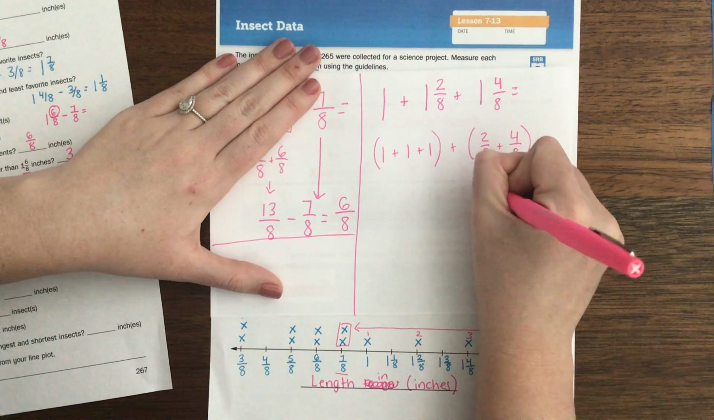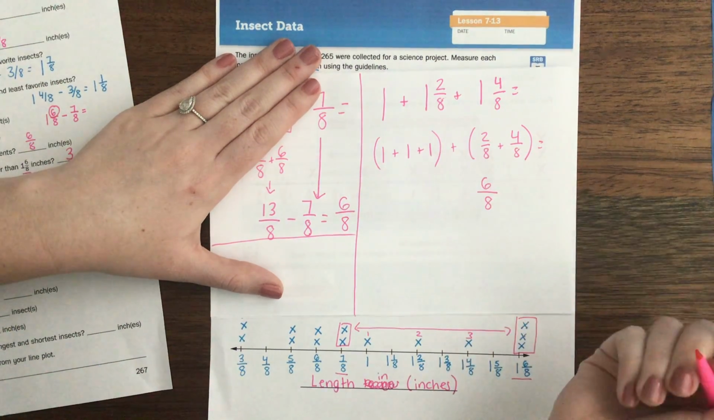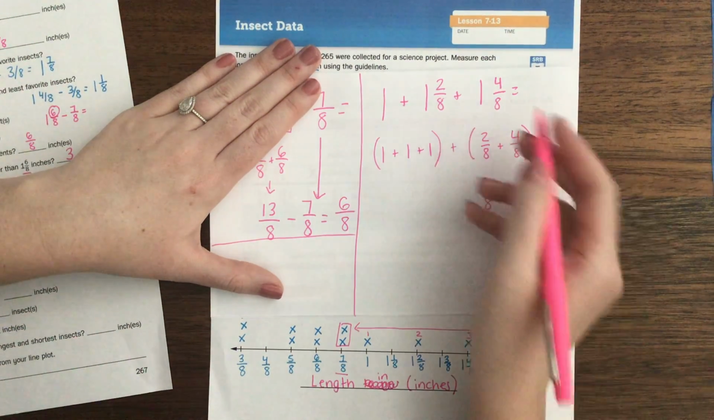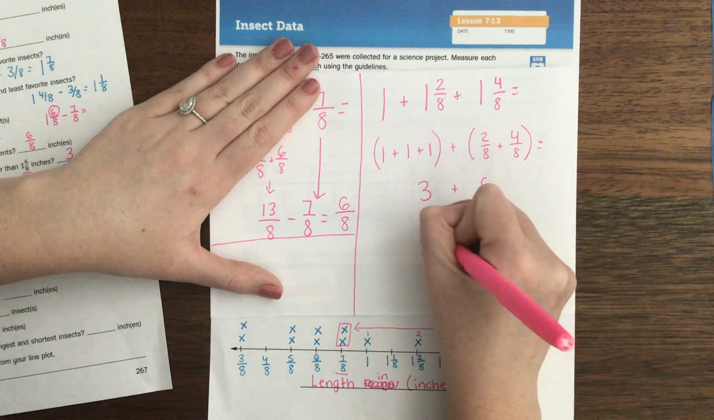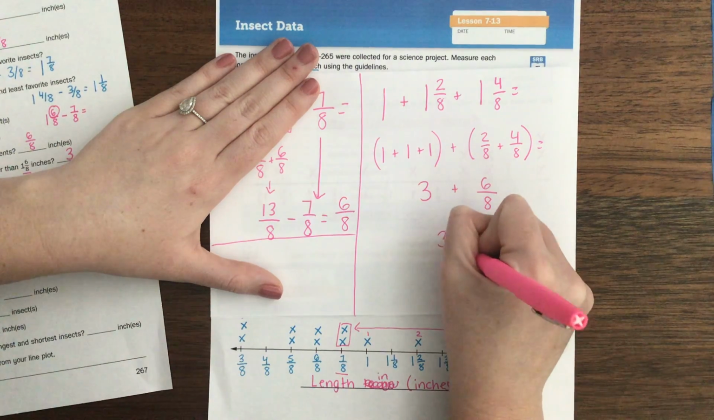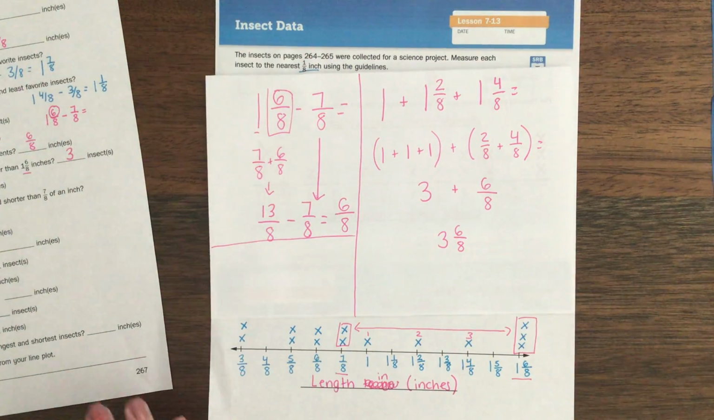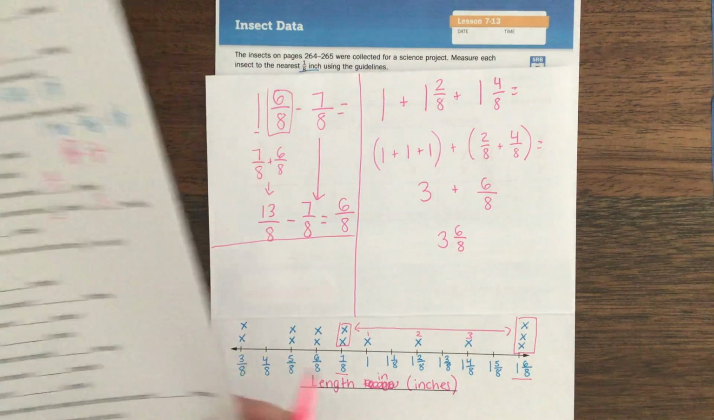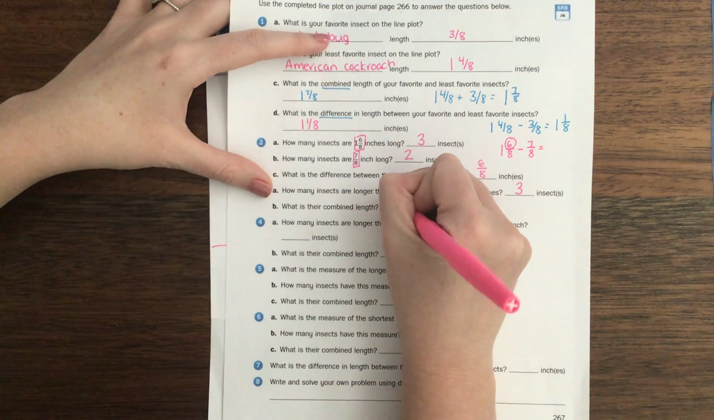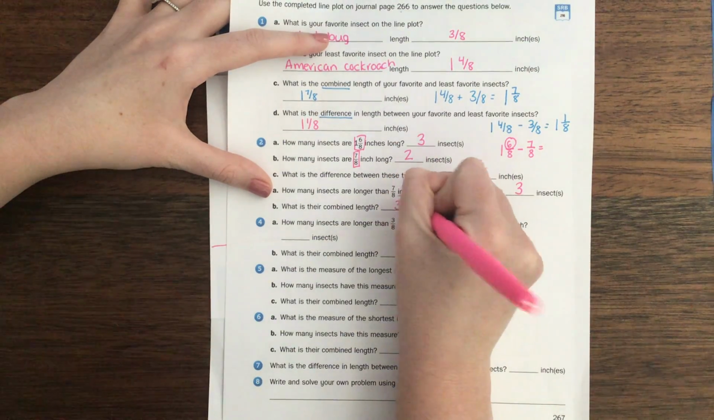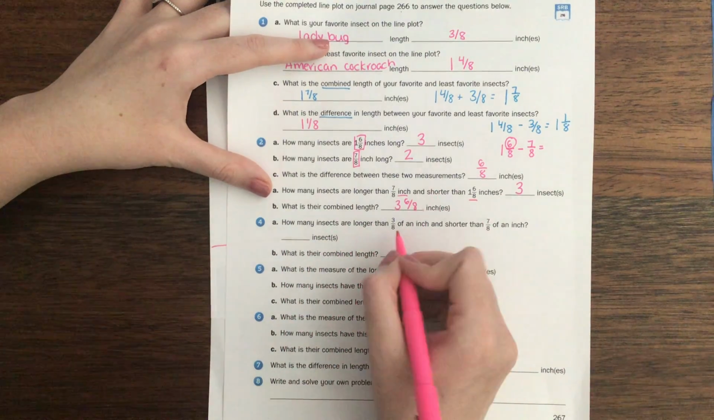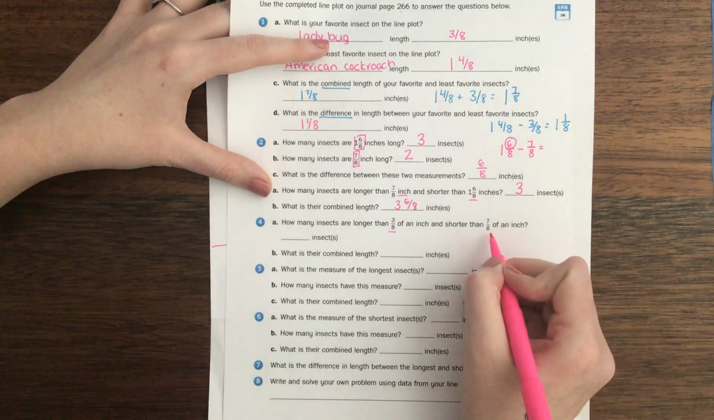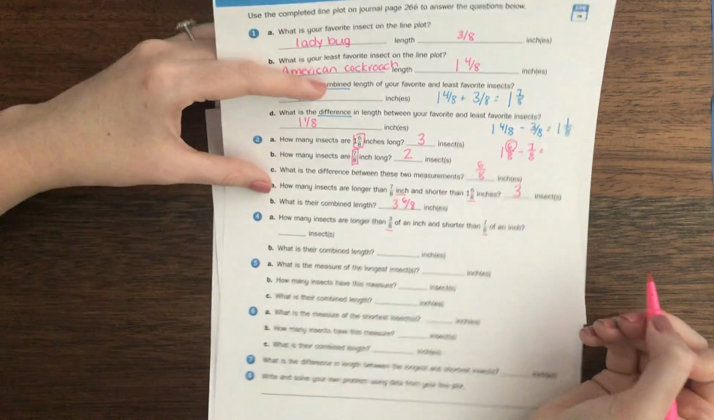4 and 2 is 6, so 6/8 plus 3, you should get 3 6/8. So their combined length is 3 6/8 inches. How many insects are longer than 3/8 of an inch and shorter than 7/8 of an inch?